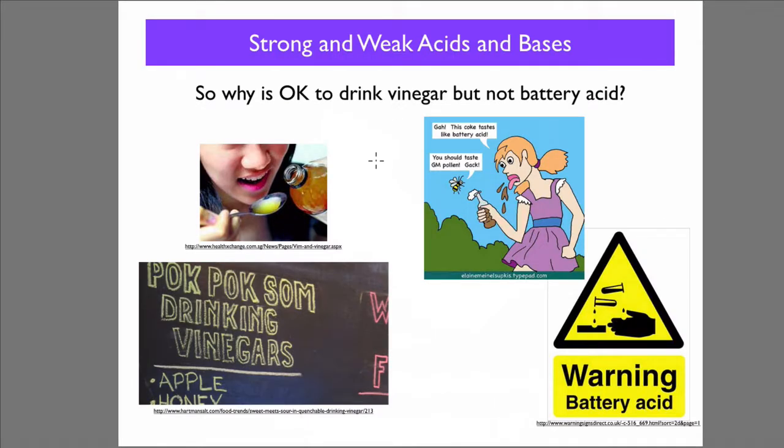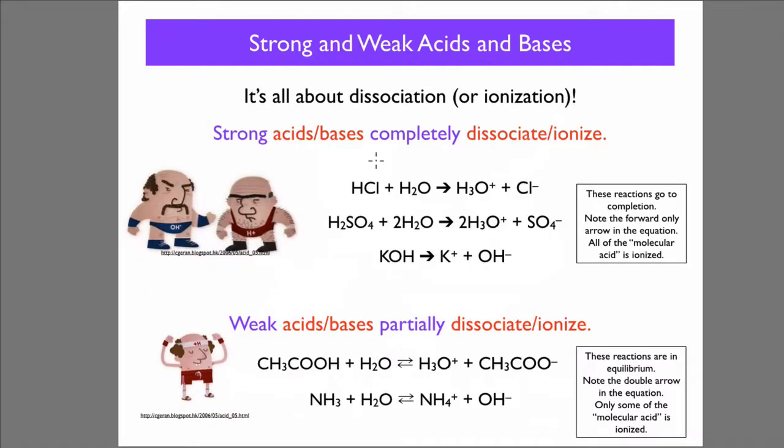So, obviously there's a difference between a weak and strong acid. An obvious idea would be, it's fine to drink vinegar, but you would die instantly if you tried to drink battery acid. So there's obviously a difference between the two things. And it's all about dissociation. Strong acids and bases completely dissociate to become ions. In other words, they ionize.